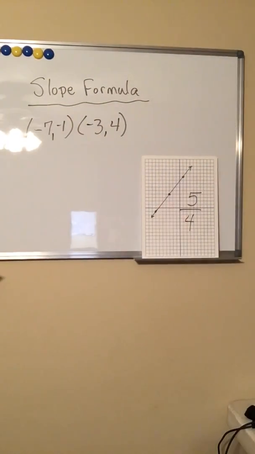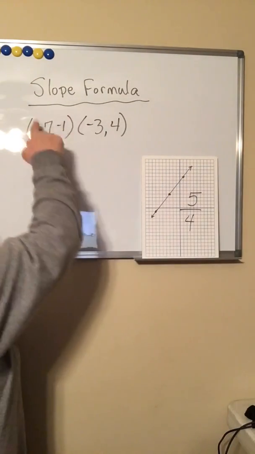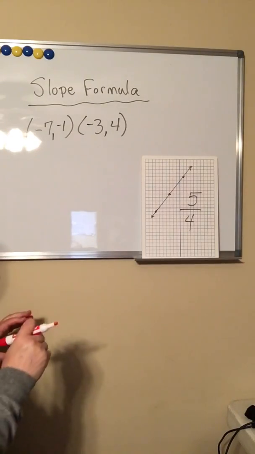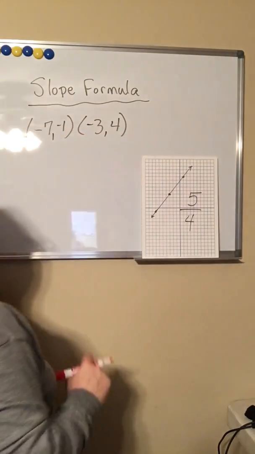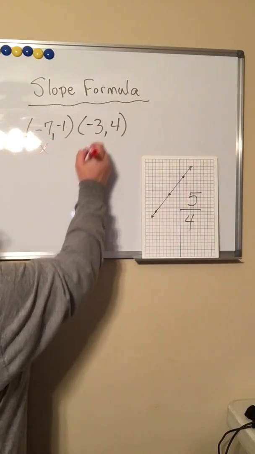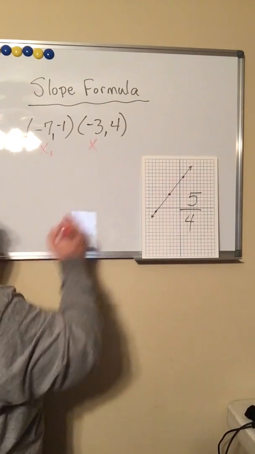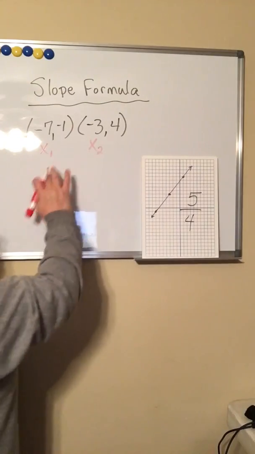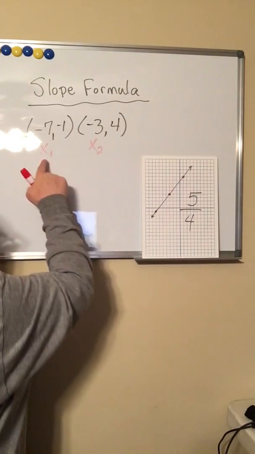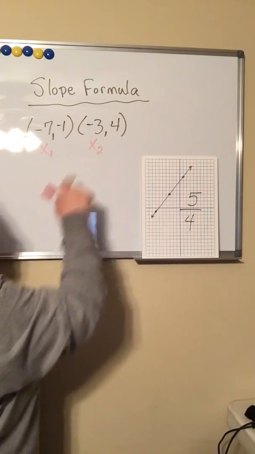I need to get a different colored marker so you can see what's going on. Okay, so once we're talking about working with the slope formula, these 2 points, each one of these coordinates has a special name or a special purpose. This is the x and this is the x. Well, we need to know which one's which. So this we're going to call x1 and this we're going to call x2. Notice these are not up like exponents. They're down here. They're subscripts. They're down low. Okay, x1 and x2.